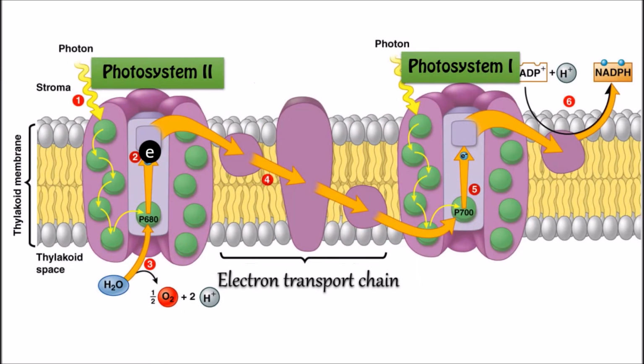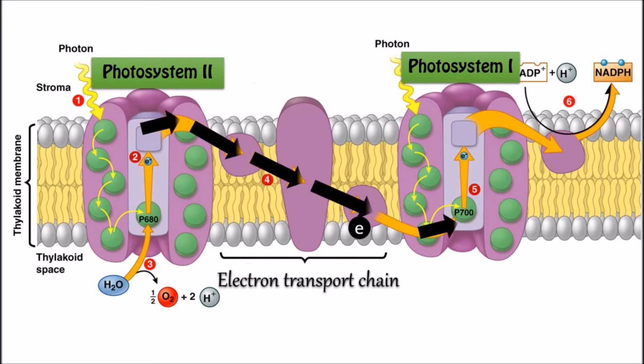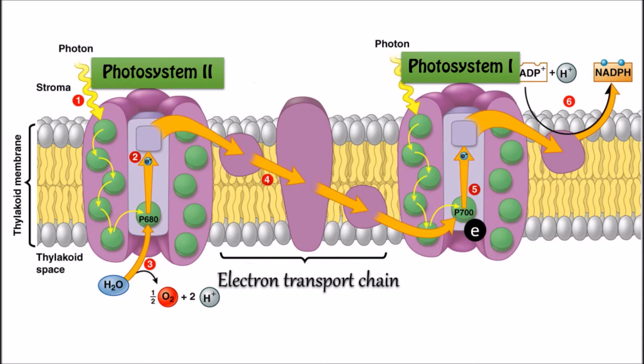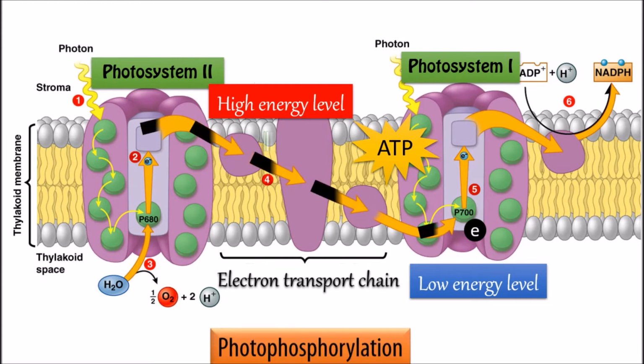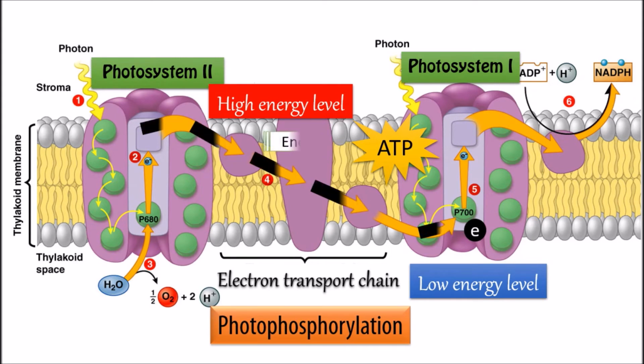The high energy level electrons in the electron acceptor of photosystem 2 will pass through an electron transport chain to photosystem 1 and neutralize the excited photosystem 1. The energy released due to the movement of electrons from higher energy state to lower energy state results in the synthesis of ATP. This is known as photophosphorylation because it involves using light energy. ATP is produced on the stromal side of the thylakoid membrane, so it is released into the stroma.